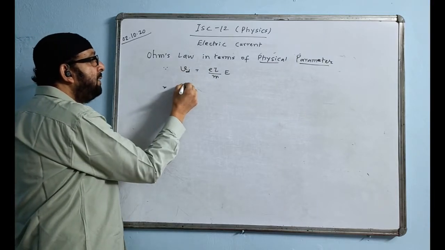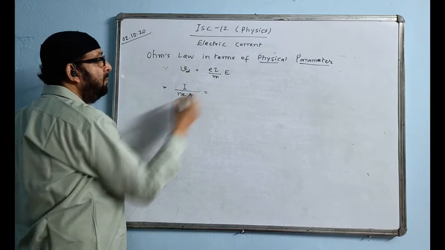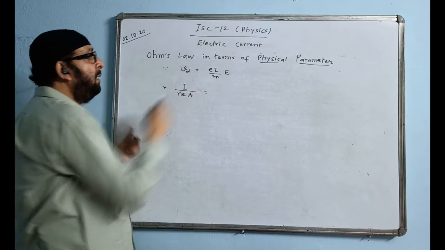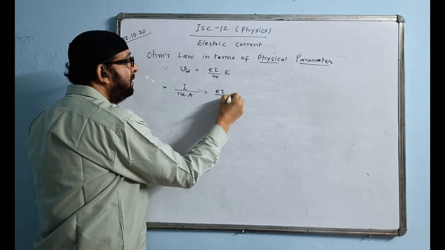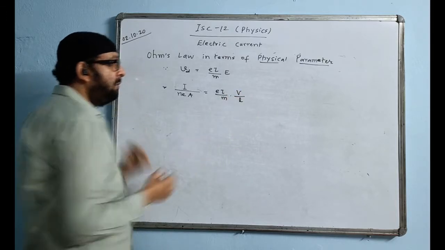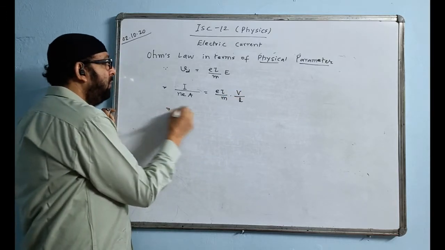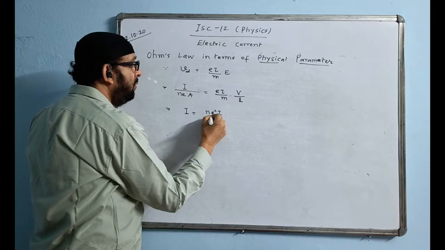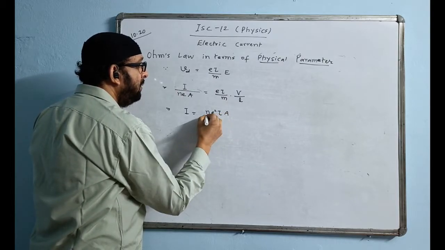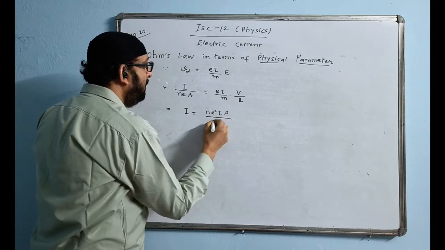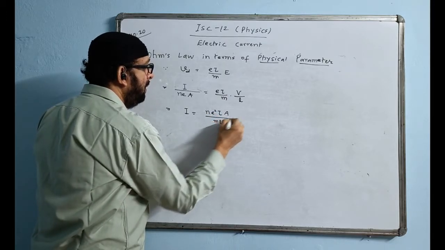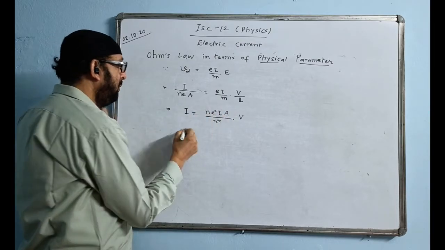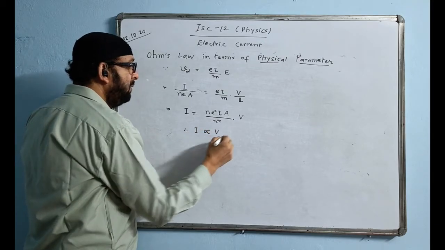Now VD, I'll be writing this as I by nEA, because we know I equals nEA VD. Therefore VD, making it the subject, becomes I by nEA, and here e tau by m is kept as it is. The electric field is in volt per unit length. Therefore I value becomes, cross multiplied, n e square tau A by ml into V. So what do we see? We see that this thing is constant, therefore I is proportional to V.